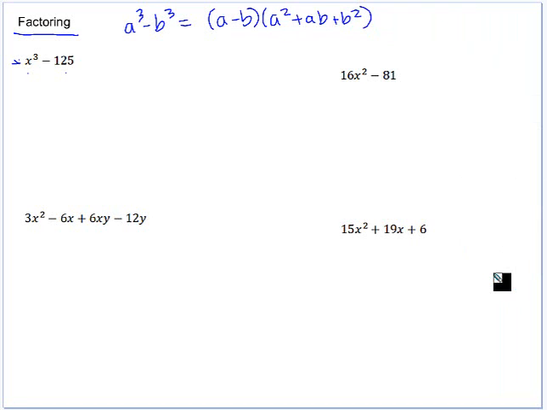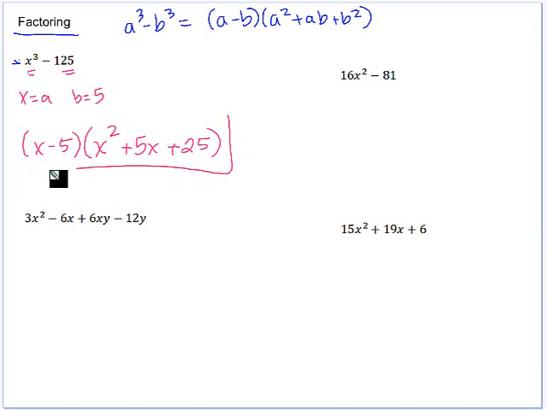So we have to determine what a and b are here. Well, x cubed, so x would be our a. 5 cubed gives us 125, so b would be our 5, and then we just plug it in. So here we would have x minus 5 times x squared plus 5 times x, so 5x, plus 5 squared is 25. So that's factored.